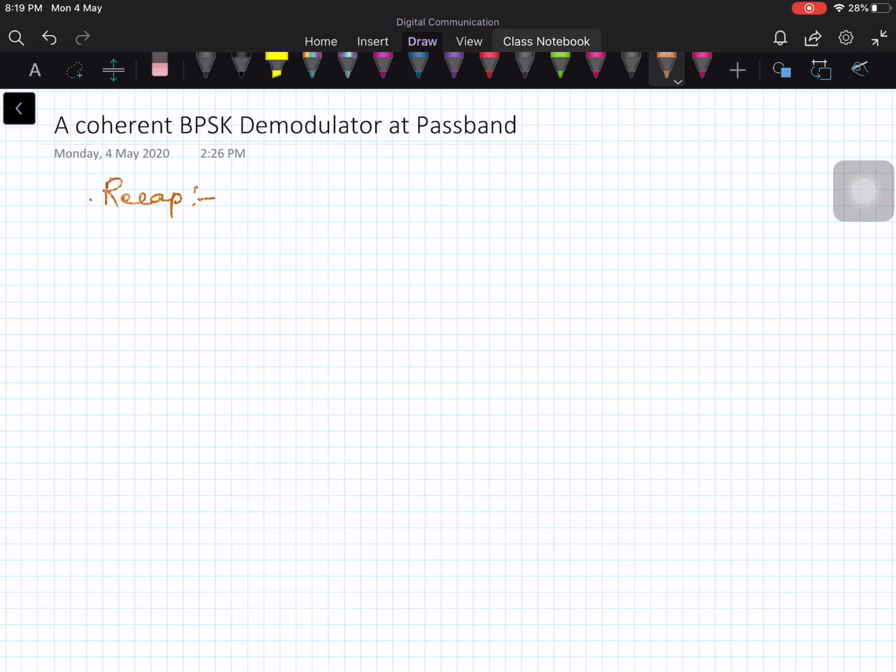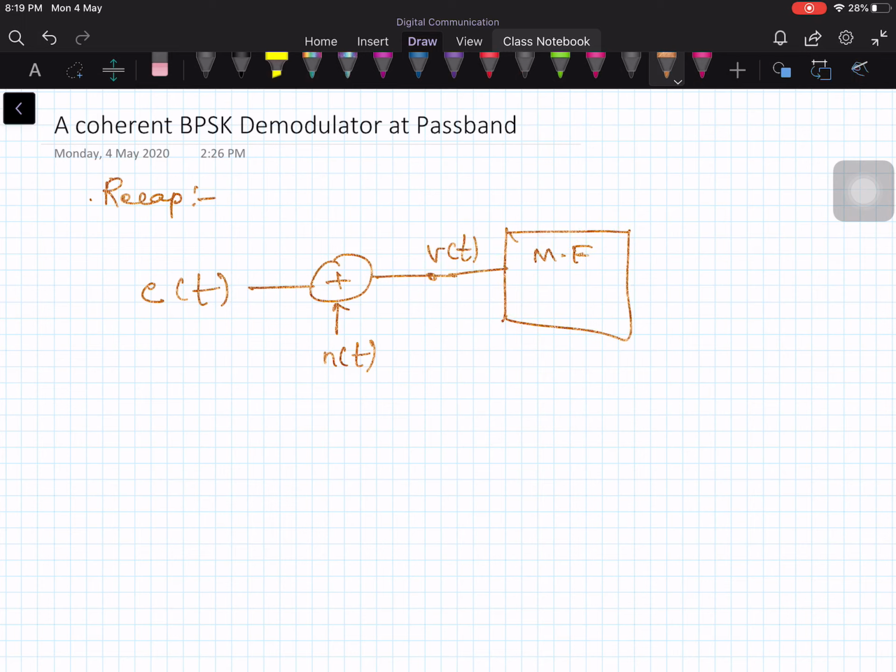Recap. So in the previous lecture I talked about the general coherent demodulator. So let me redraw the signal here. This is your C of t, and this C of t is a transmitted pulse. It is contaminated by the noise N of t, and this is your V of t, and this V of t is given to the matched filter. It is matched to the input signal, S conjugate of minus t, the transmitted pulse. Then you sample at t is equal to LT and give it to the polarity detector, and say yes or no, 1 or 0. That's what we discussed in the last lecture.